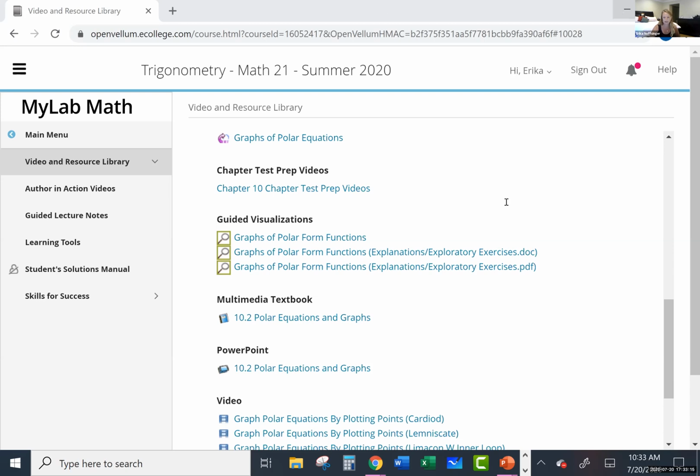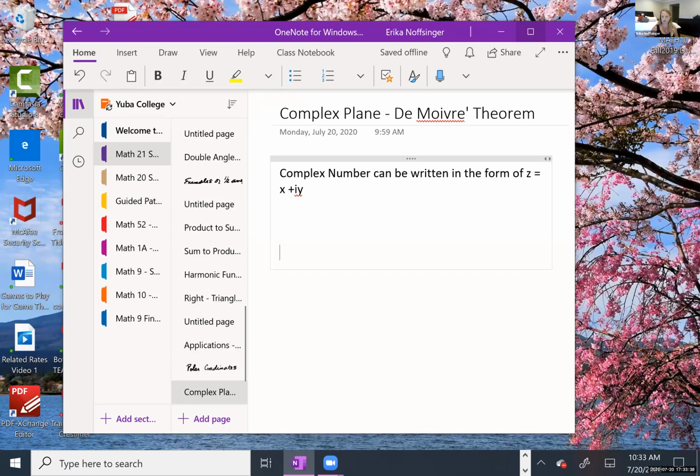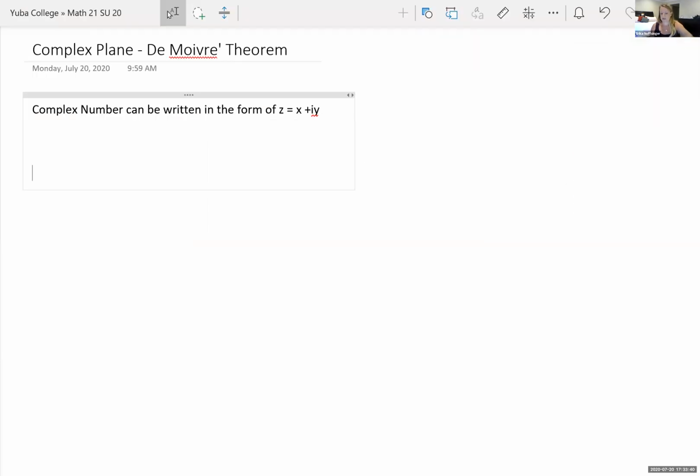So we're going to jump into 10.3, which is complex planes and Moivre's theorem. And this is kind of some cool stuff. So let's recall real quick what a complex number is, and then let's look at the graph of a complex number. And then we're going to convert complex numbers into polar form. So I'm going to rotate my screen. Hopefully everything works out fine.